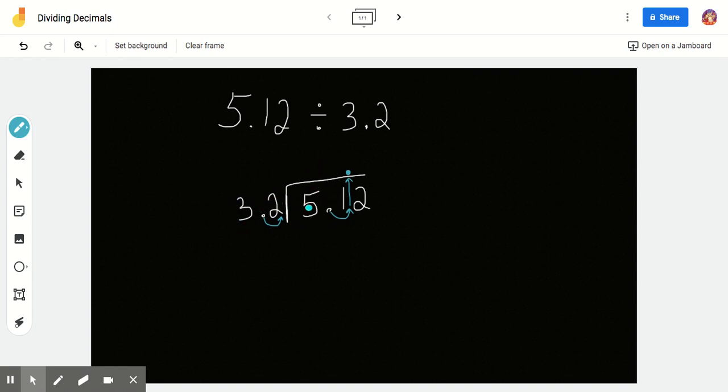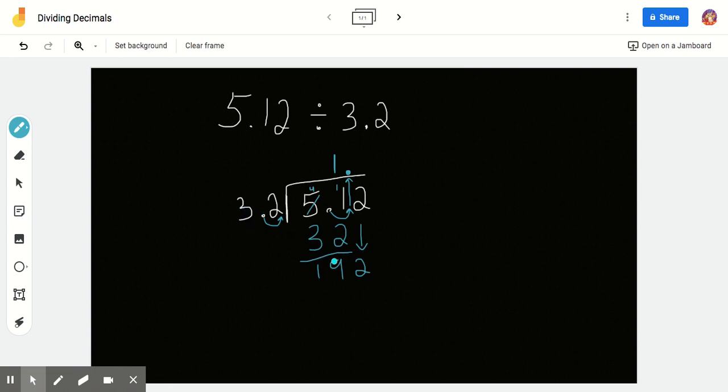32 goes into 51. Well, I know 2 32s would be 64, so I'm really confident that this is going to go in one time. 1 times 32 gives me 32. And I'm going to subtract that from the 51, and I'm going to get 19. To explain that, 1 minus 2 we can't do, so we would have to borrow, right? 11 minus 2 is 9, 4 minus 3 is 1. So that's where we get the 19. Then, like always, we got to bring down that 2.